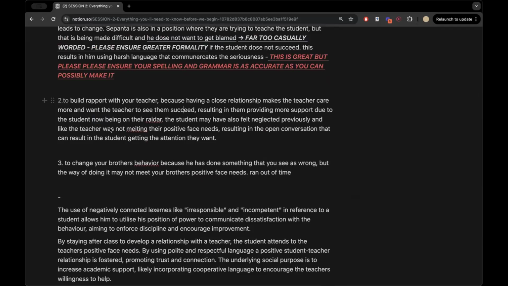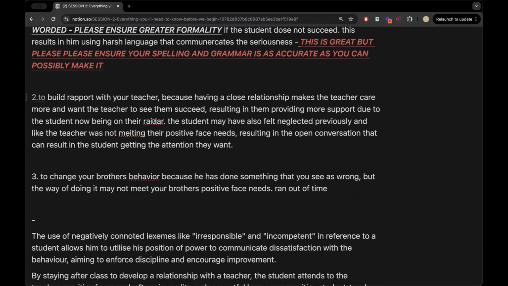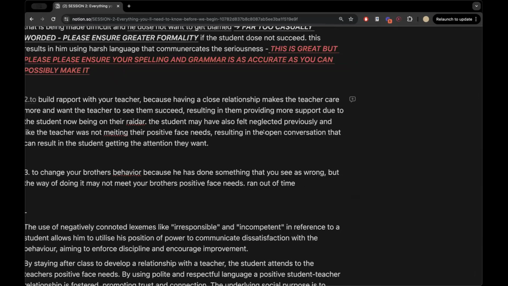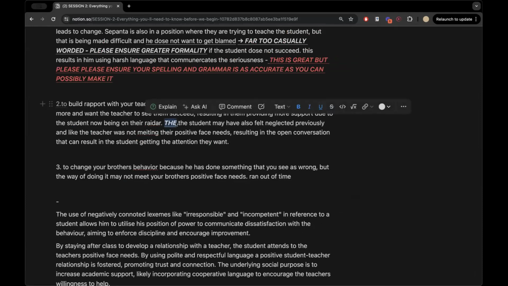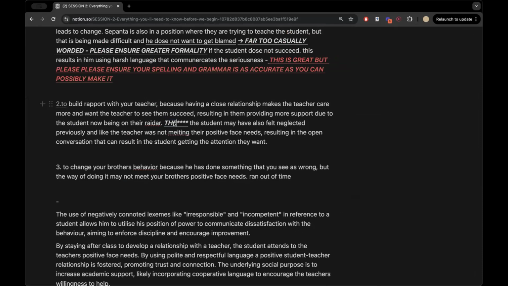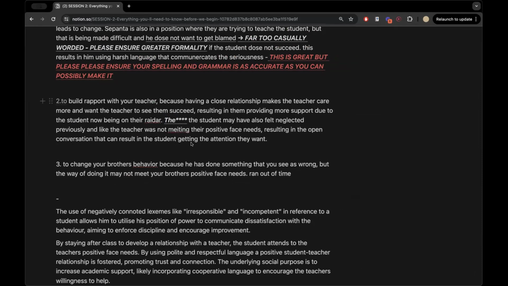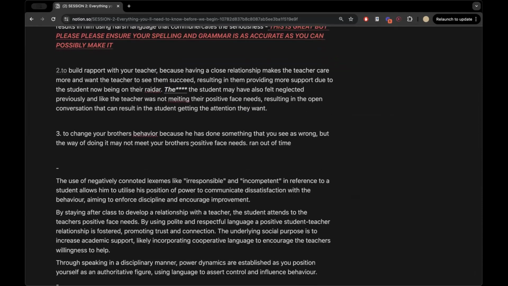Now, having a close relationship makes the teacher care more and want to see them succeed, resulting, yes, okay, nice, good. The student may have also felt neglected. Of course, remember that we need capital letters at the start of our sentences, please. Teacher was not meeting their positive face needs, open conversation.